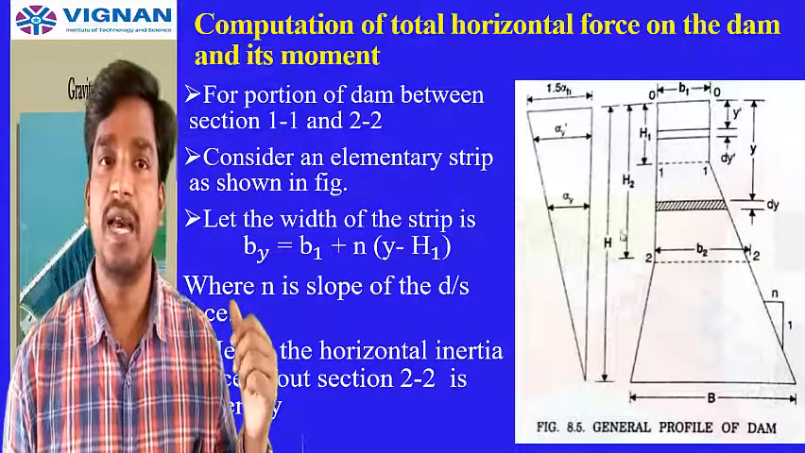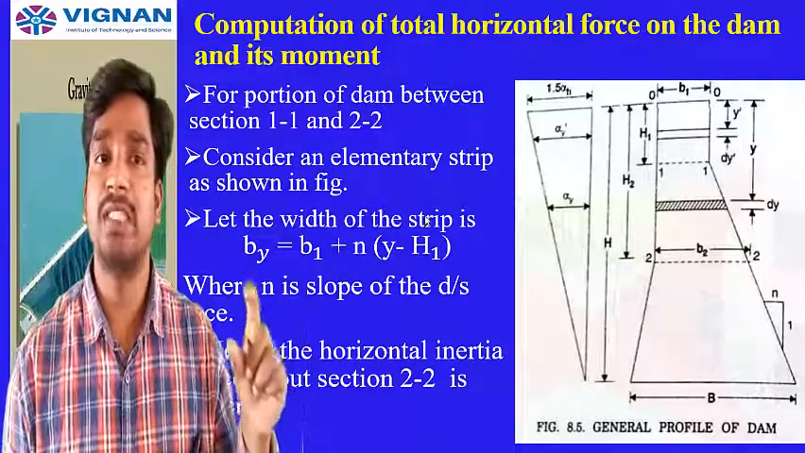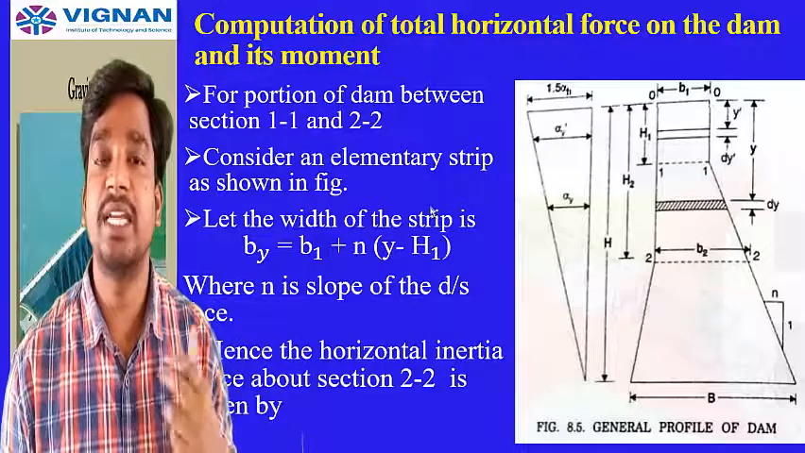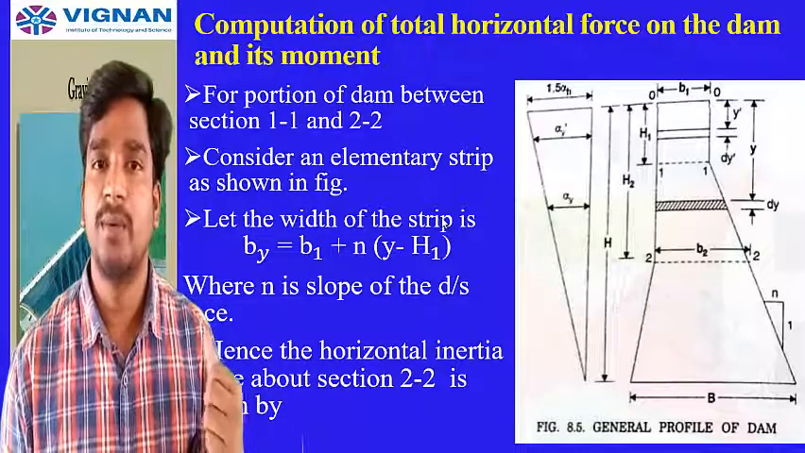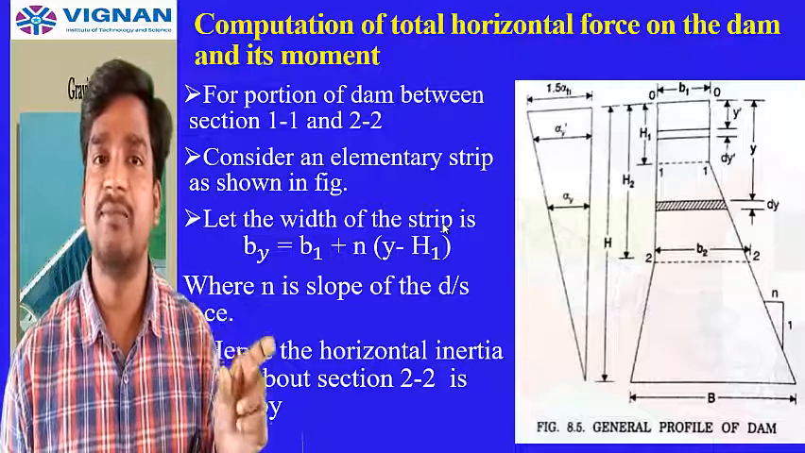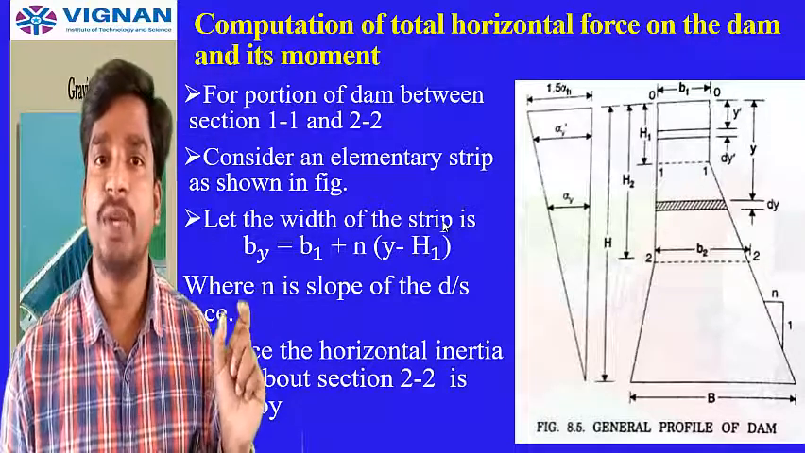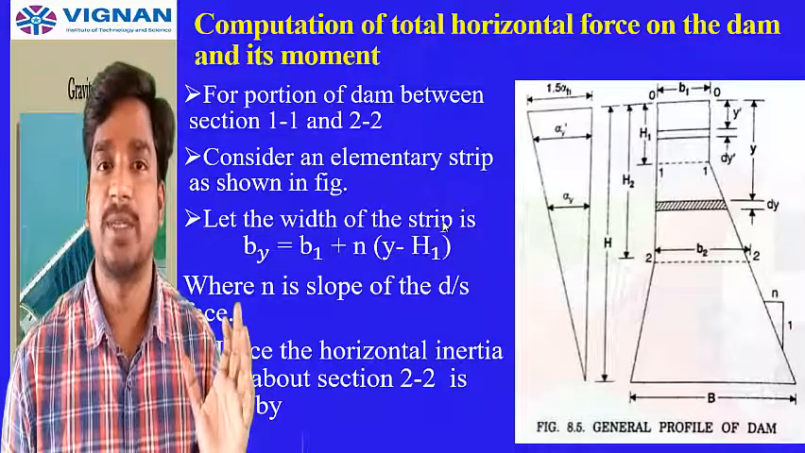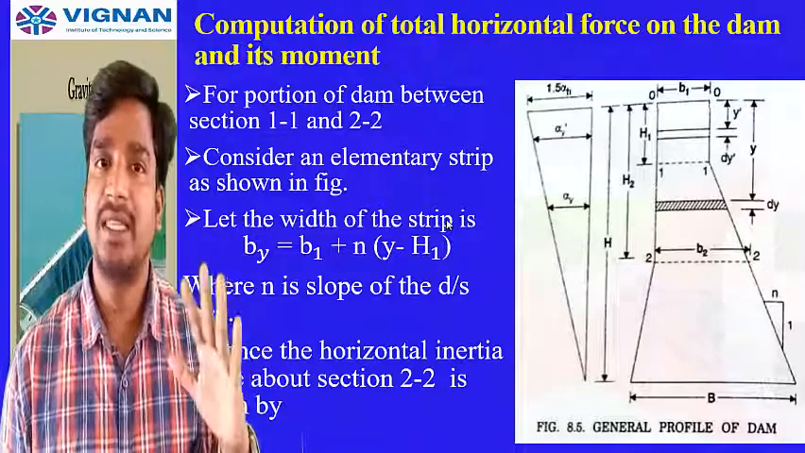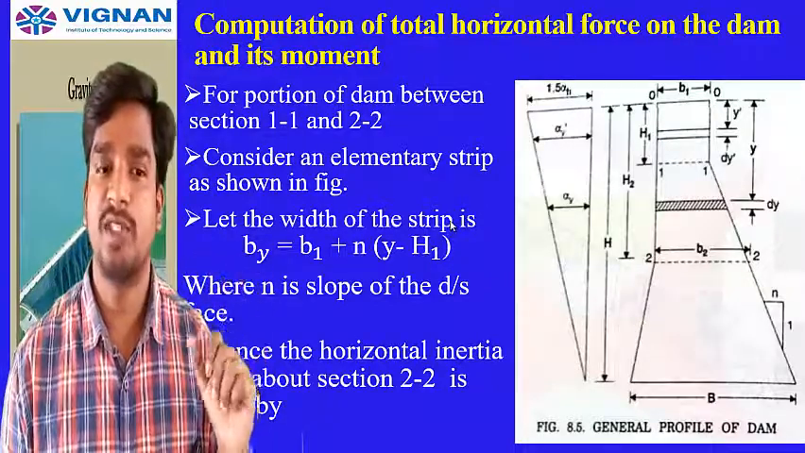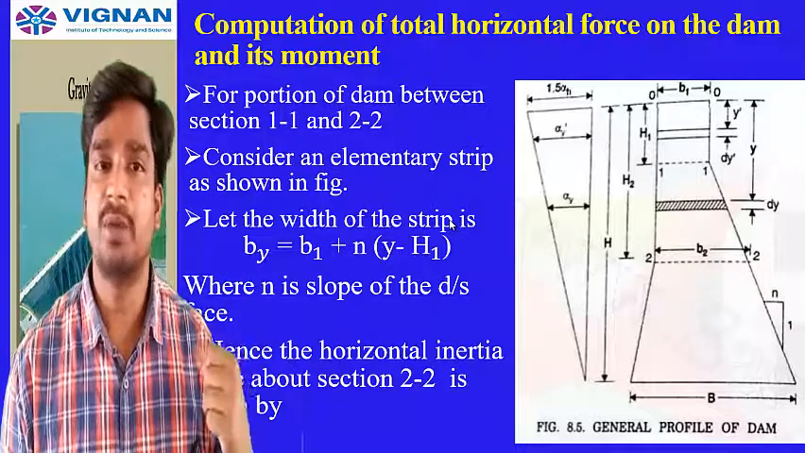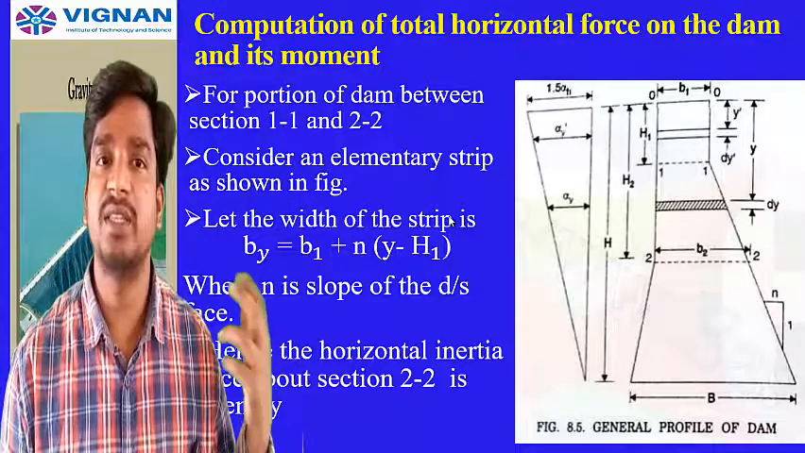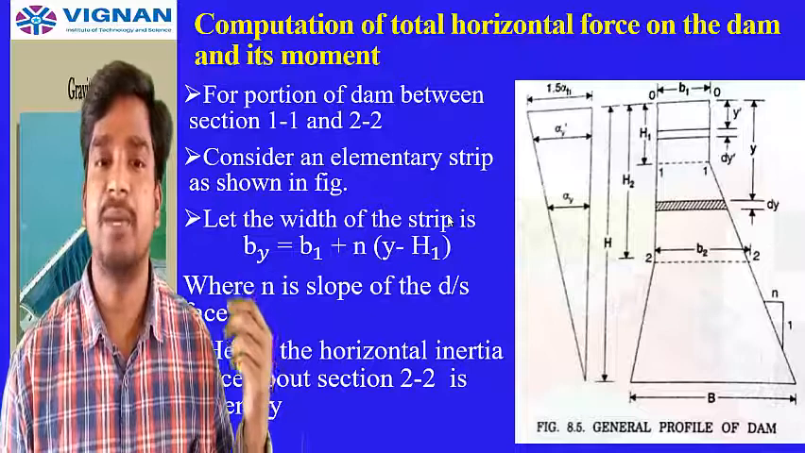So in the second portion, again we need to consider the depth, which is dy. The shaded portion, the hatched portion you can see, is considered as your dy. Okay. Now thickness is dy and width is considered as b2. So b2, including b1, is b1 plus n into y minus h1. Here n is the slope at the downstream surface. So that is given by b2 value. So this is the width of the second portion, the second elemental strip in between 1, 1 to 2, 2 portion.